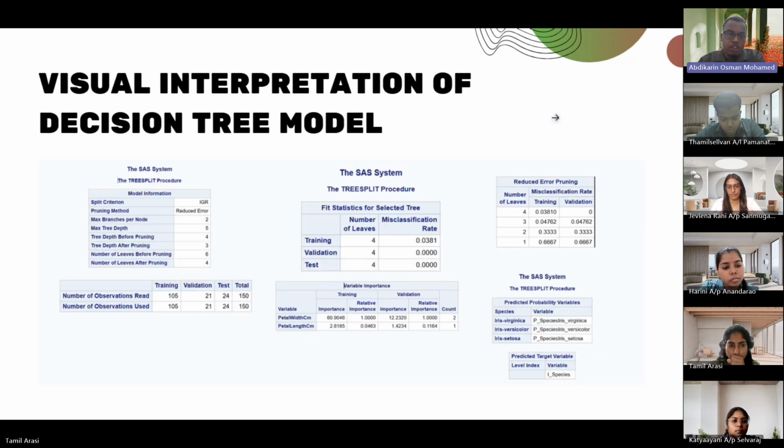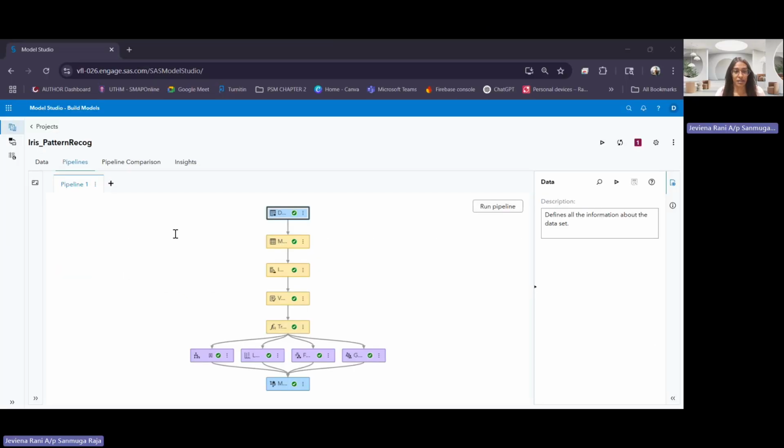So finally, visual interpretation for a decision tree model. This slide shows the final structure of the decision tree, built using information gain ratio and then pruned for simplicity. Final tree has three levels and 4 leaves with 0 misclassification on validation and test sets. So petal width remains the most important feature. Overall, the tree-based model delivered the best result with high accuracy and reliability. Thank you so much. So thank you to my teammate and good day everyone.